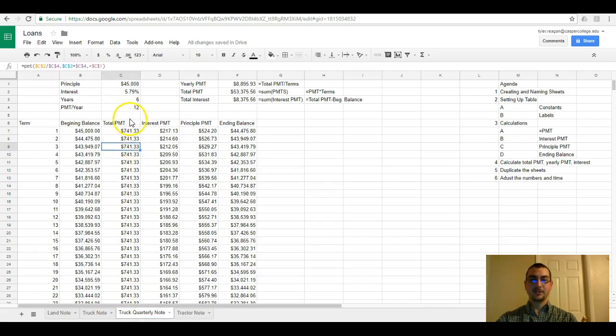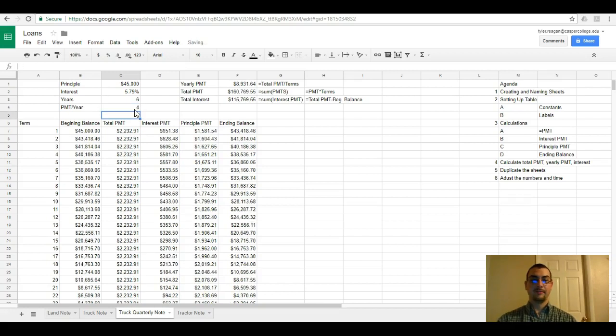And let's say that you buy this truck, it's at $45,000, interest of 5.79. We're not really changing anything, but we're going to change these payments per year from monthly to quarterly. How do you do that? Well, quarterly means you're paying on this payment 4 times a year. Monthly means you're paying 12. So you just go in here in this payments per year and you change that to 4.